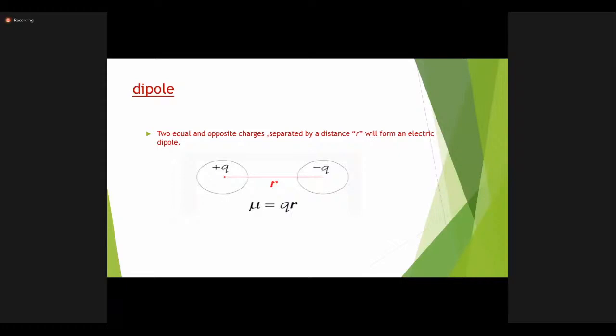Now, the product of one of the charges and the distance between them is what we call dipole moment. The product of one of the charges and the distance between them is called electric dipole moment, mu. So the units of electric dipole moment will be, the unit of charge is coulomb, the unit of distance is meters. So units will be coulomb meter. Electrostatic units are debye. Next.